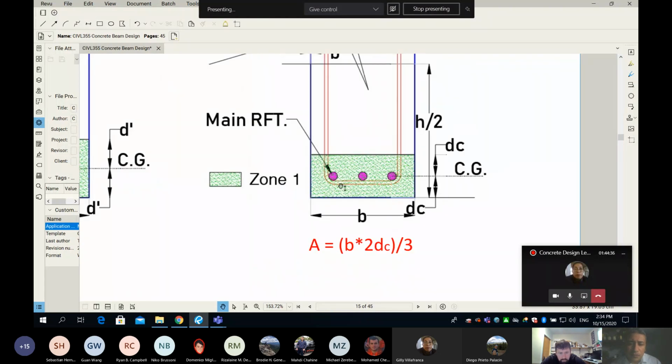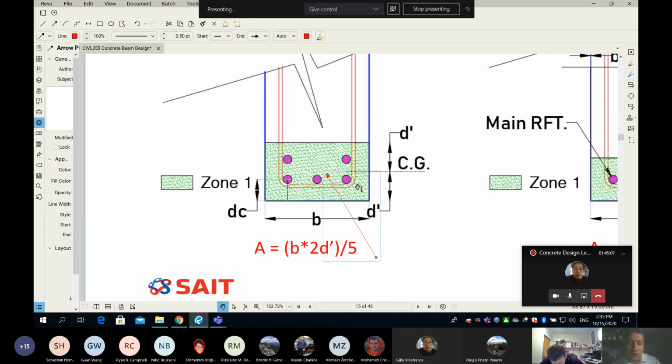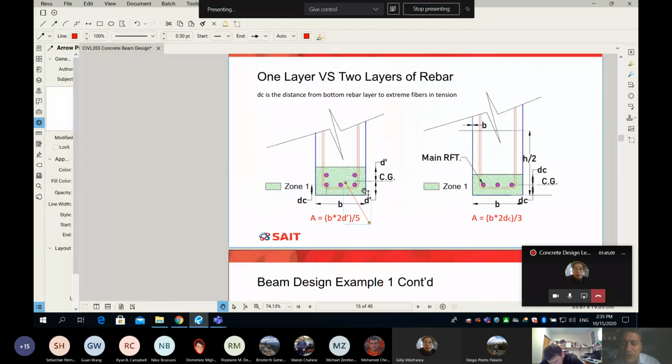So what's the area of the shaded part? Area equals B multiplied by 2DC, and then divided by 3. Why 3? Because we have 3 bars. Now, what if I have, let's say, 2 layers? Number 1, I have to find where my CG, my centroid, is. I get D prime. I multiply D prime by 2, and then multiply by B, which is the width of your beam, and finally divide by 5. Why 5? Because you can see my beam has 5 bars. That's how we find the A and the DC.